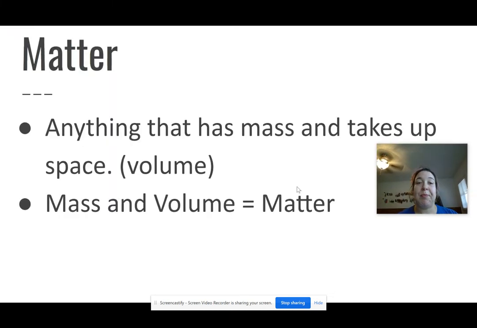All right, moving on. Okay, so we're going to talk about matter. You're matter. We matter. Everything is matter. So anything that has mass and takes up space or volume is matter.